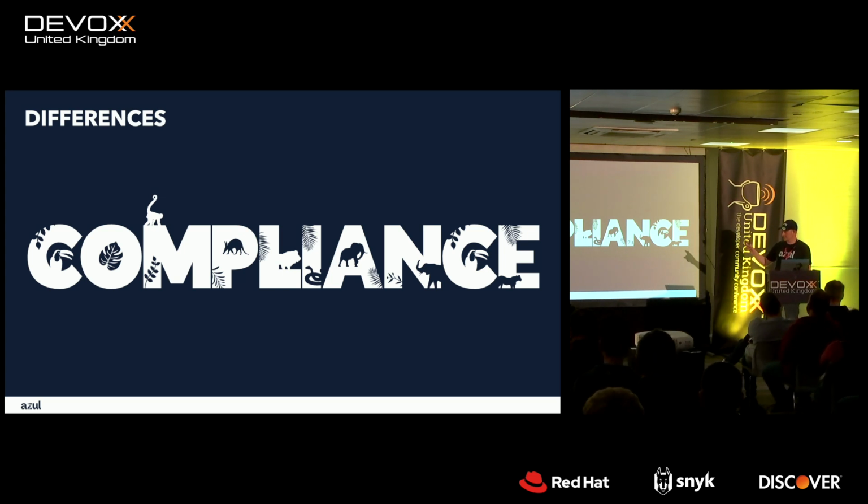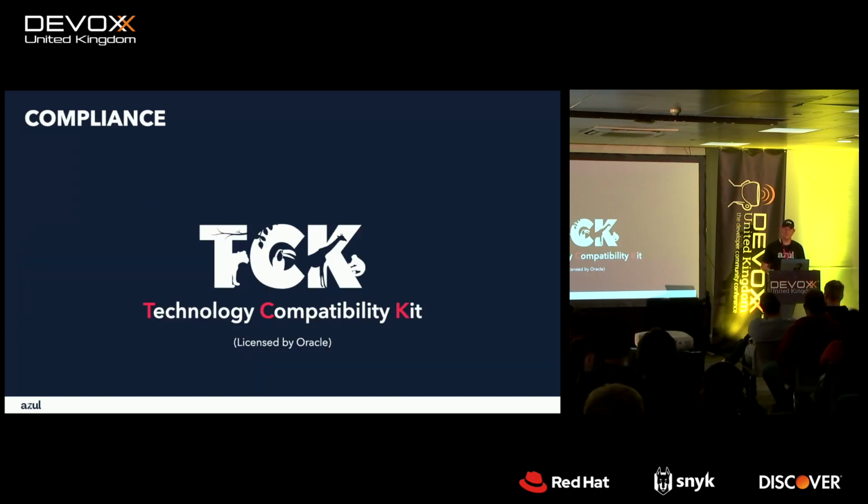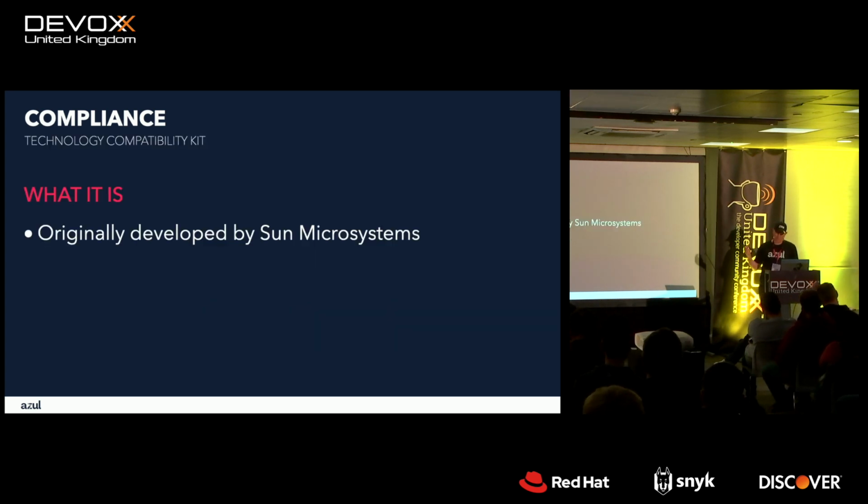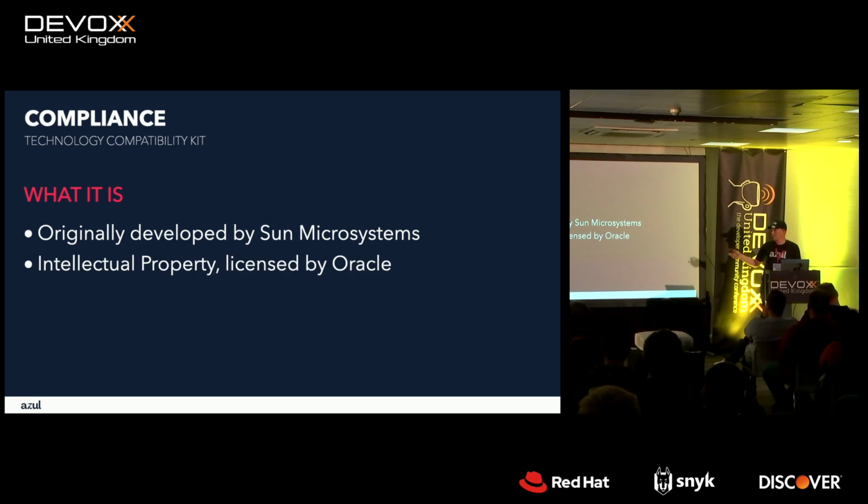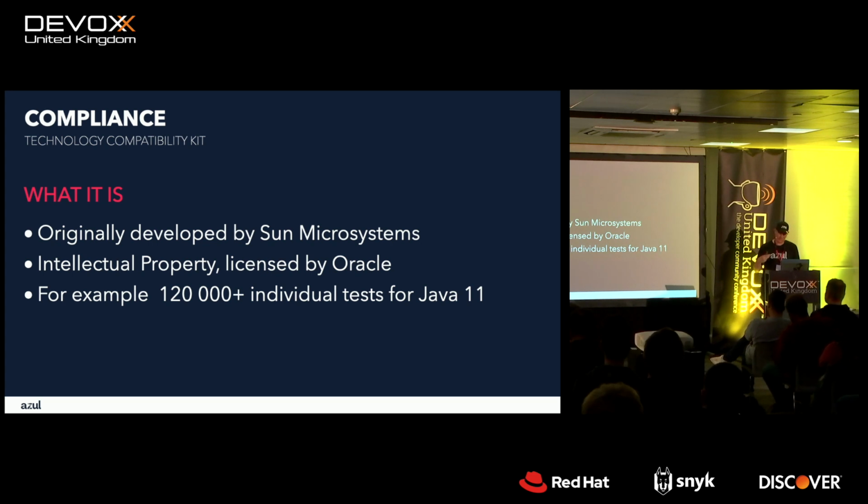And then this is one of the reasons why this is important. We have compliance, right? And we have different things there. There's the so-called TCK. Did someone ever hear about that? Yeah, I guess a lot of people heard it somewhere. Technology Compatibility Kit. That's the translation. It's licensed by Oracle. It was originally developed by Sun Microsystems, and now it's the intellectual property licensed by Oracle. And it contains, for example, more than 120,000 tests just for JDK 11, right?